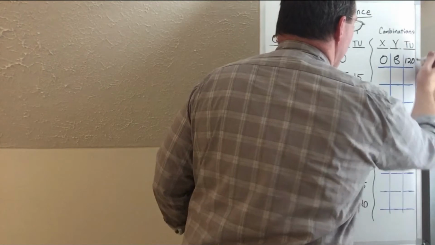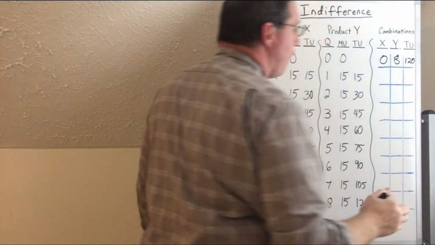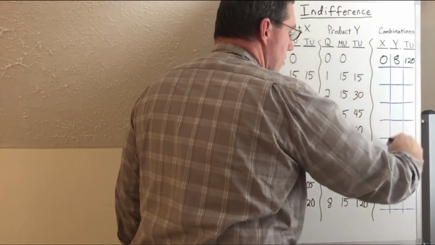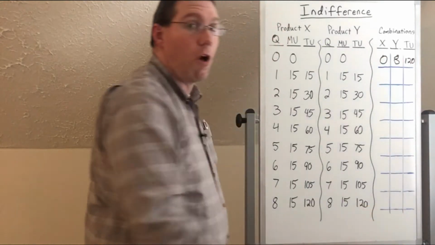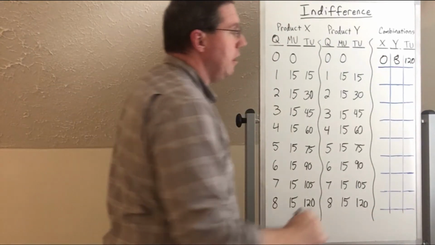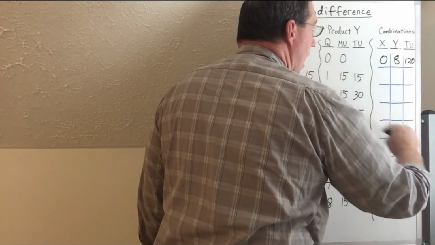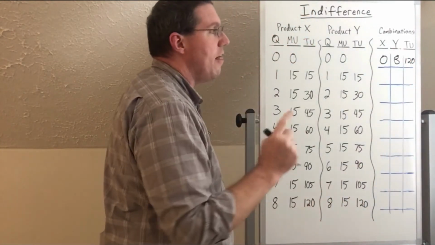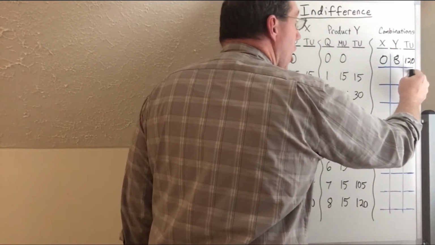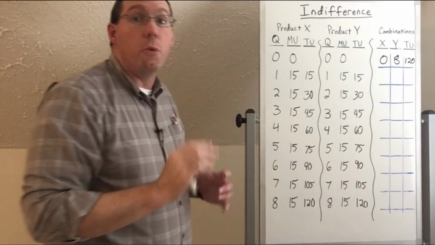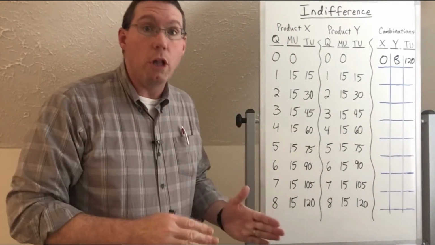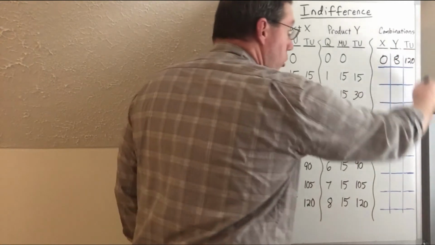And so now what we want to do is fill in every line on this table. This table is going to help us draw the graph. We want to fill in all the lines, all the combinations of X and Y that will give us 120, okay? Because we want indifference. We want equal utility all the way down.